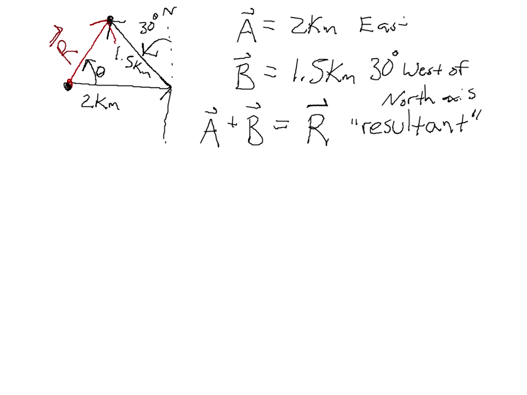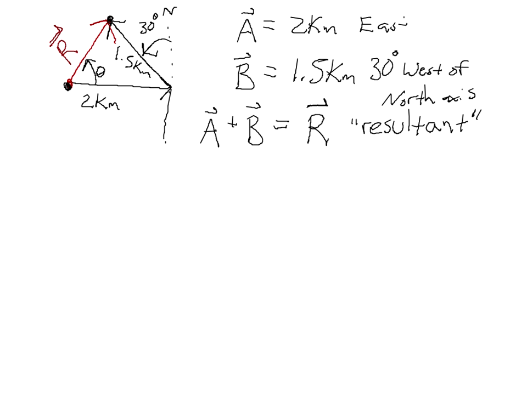Now, what we just did is called the graphical method of adding two vectors. But as you heard, when we use the graphical method, we're basically just getting an estimate for the length of vector R and the direction of vector R. It gives you a rough idea.